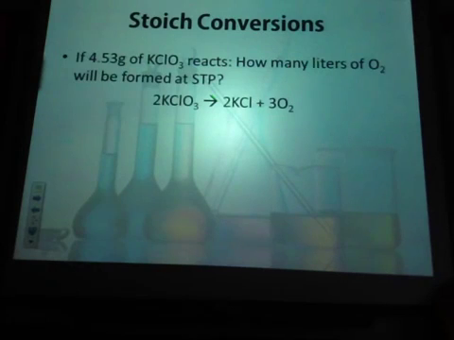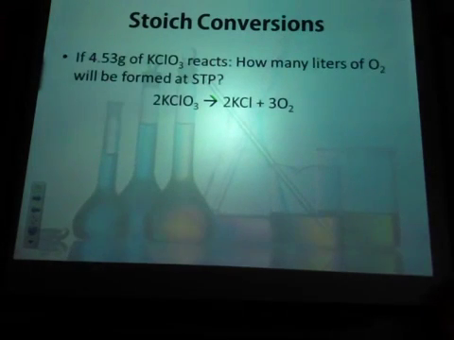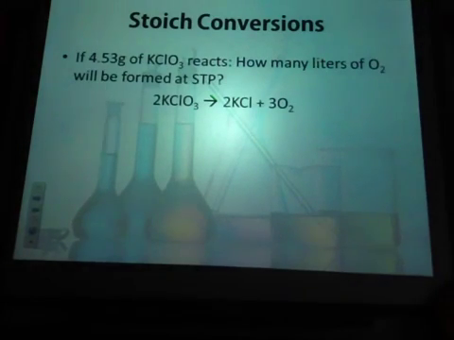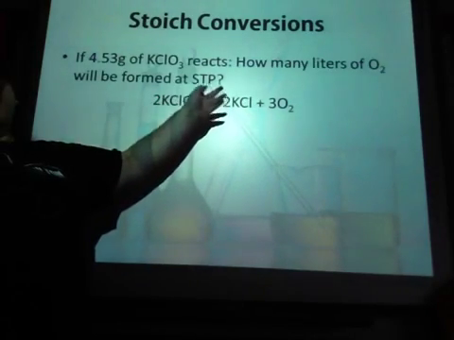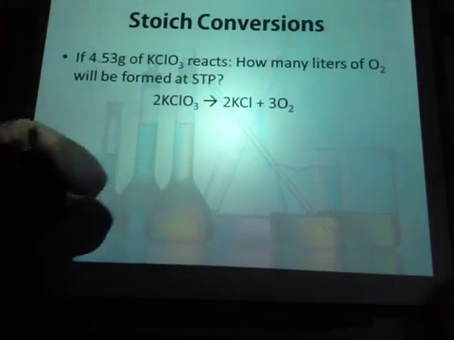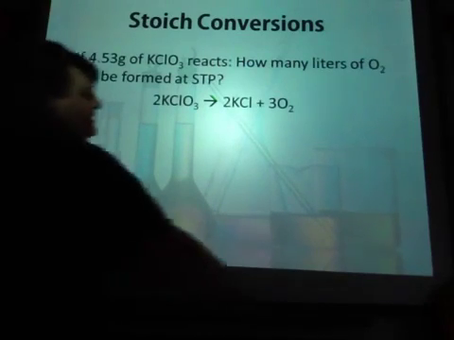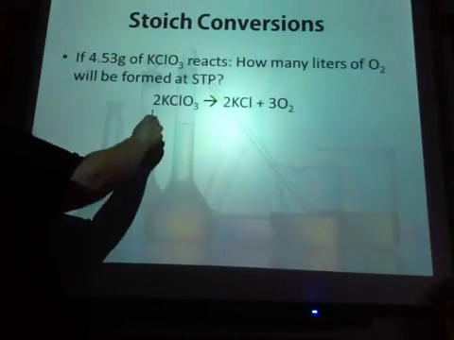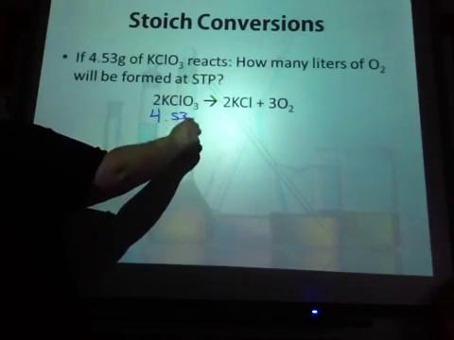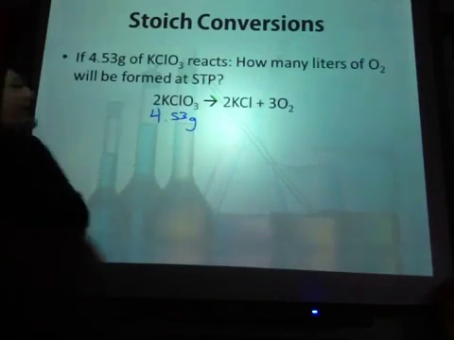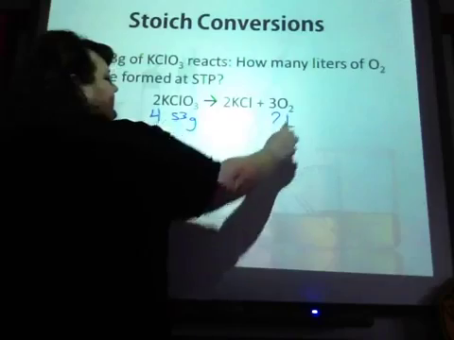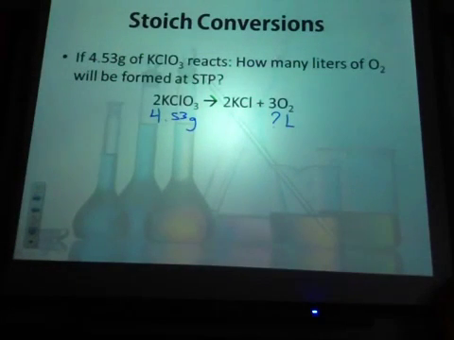Okay, so let's try this one. If we have 4.53 grams of KClO3, how many liters of oxygen will be formed at STP? What does STP stand for again? Standard temperature and pressure. Okay. So we're given grams of KClO3, so 4.53 grams, and we need to find liters of oxygen. So that would be our unknown.